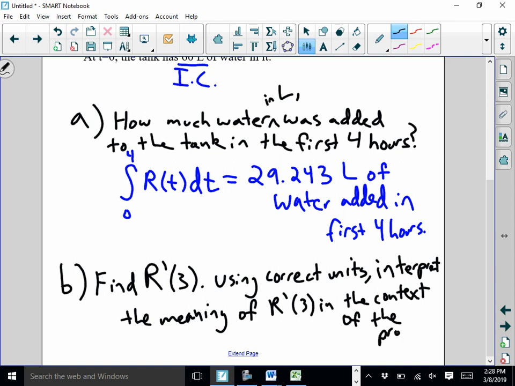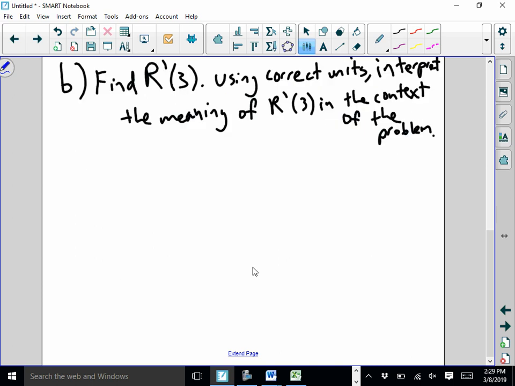Okay, so here's the next question. It says, find r prime of 3, and then using correct units, interpret the meaning of r prime of 3 in the context of the problem. I think part 1 of the question here is very simple. Part 2 is a lot more difficult for most people.